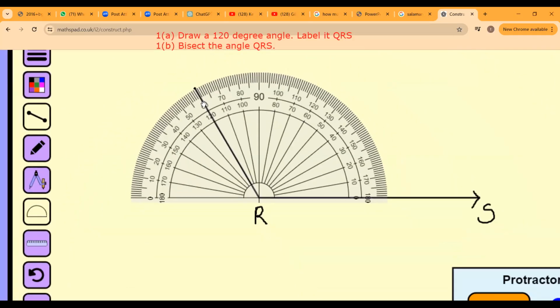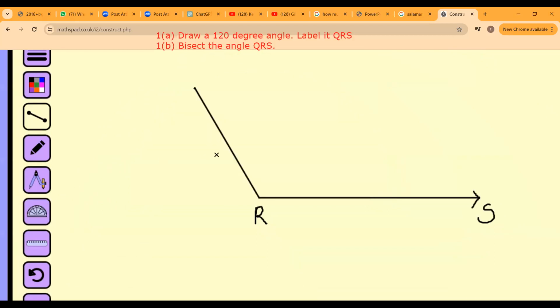And so if we look carefully, we're going to call this Q. So this is Q. Now if an angle measures 120 degrees, when we bisect it, China, what should be the split on either side? 60 degrees. 60 degrees, very good.